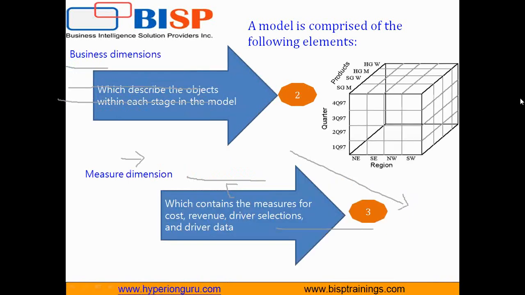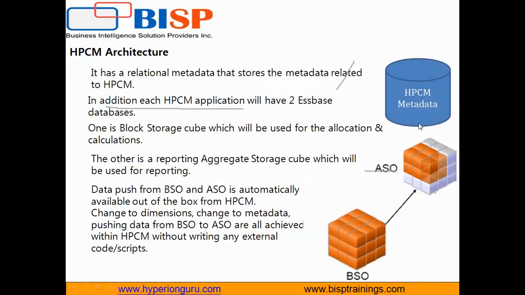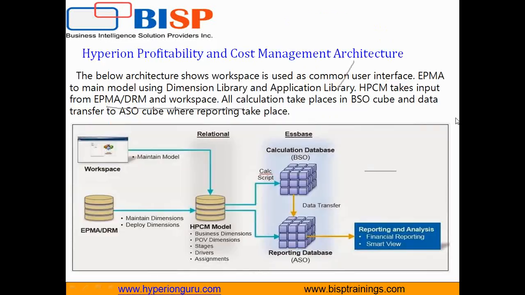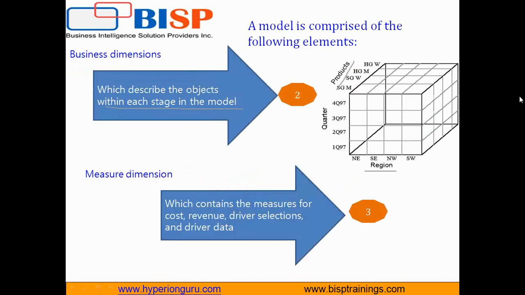Second step, you identify the business dimension. Business dimension describes the object within each stage in your model. In this cube, we assume the business dimensions are product and region. With respect to product and region, we would like to evaluate the cost and profitability. If you go back to the requirement model, which I showed you over here, the business dimension in this case uses only region. We are calculating for one region, but there could be multiple business segments. In different stages, I could have 3 business segments.